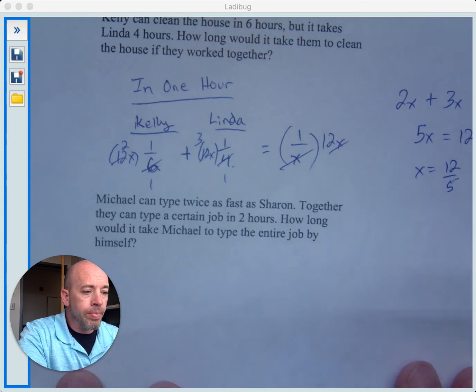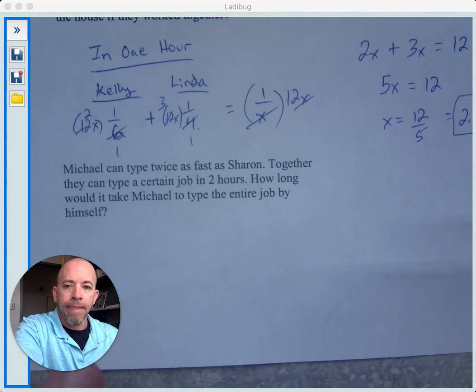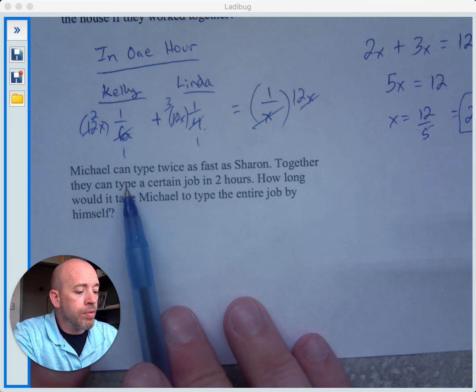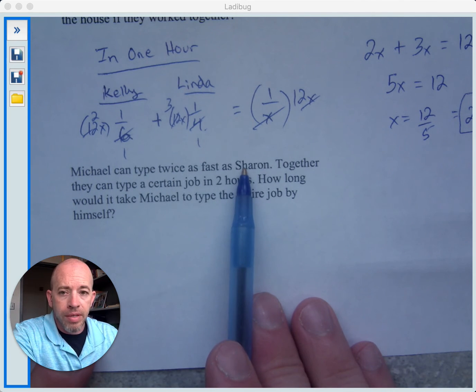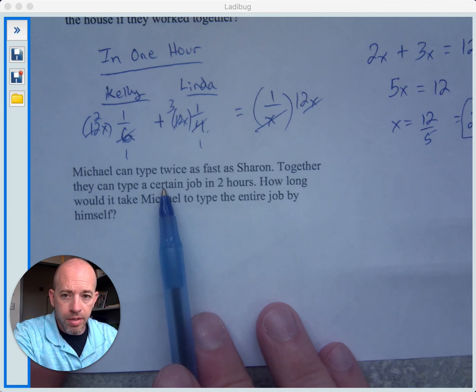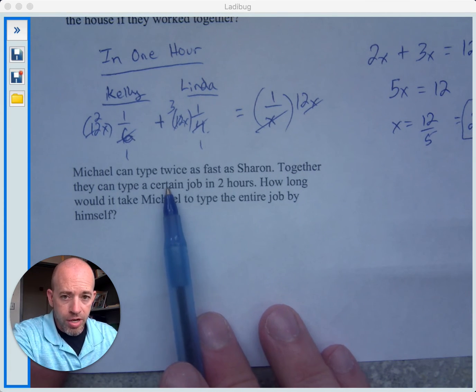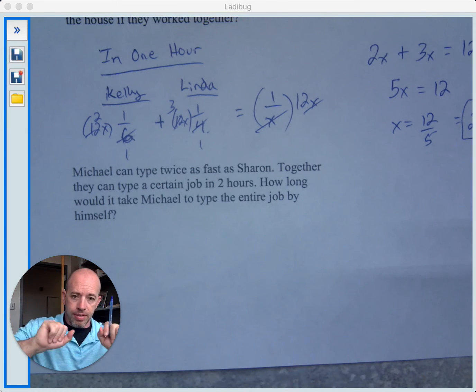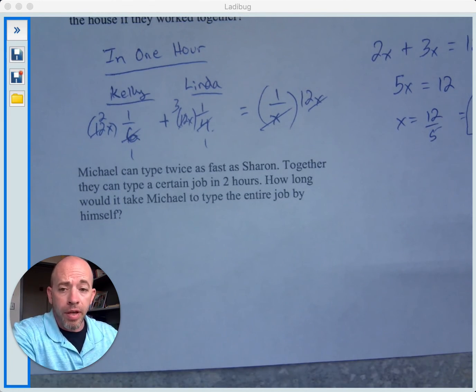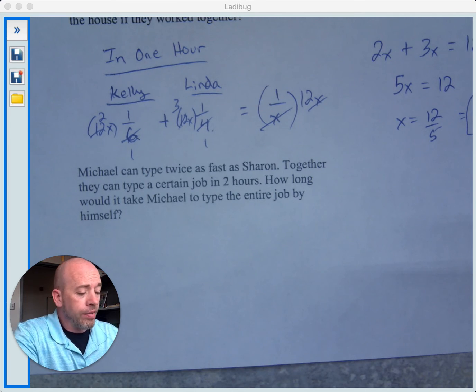This one's a little harder, but maybe not. We don't know how long it takes each of them, but we know that Michael can type twice as fast as Sharon. And together they can type a certain job in 2 hours. So they're typists, I guess. How long would it take Michael to type the entire job by himself? So Michael is our X in this case, right?